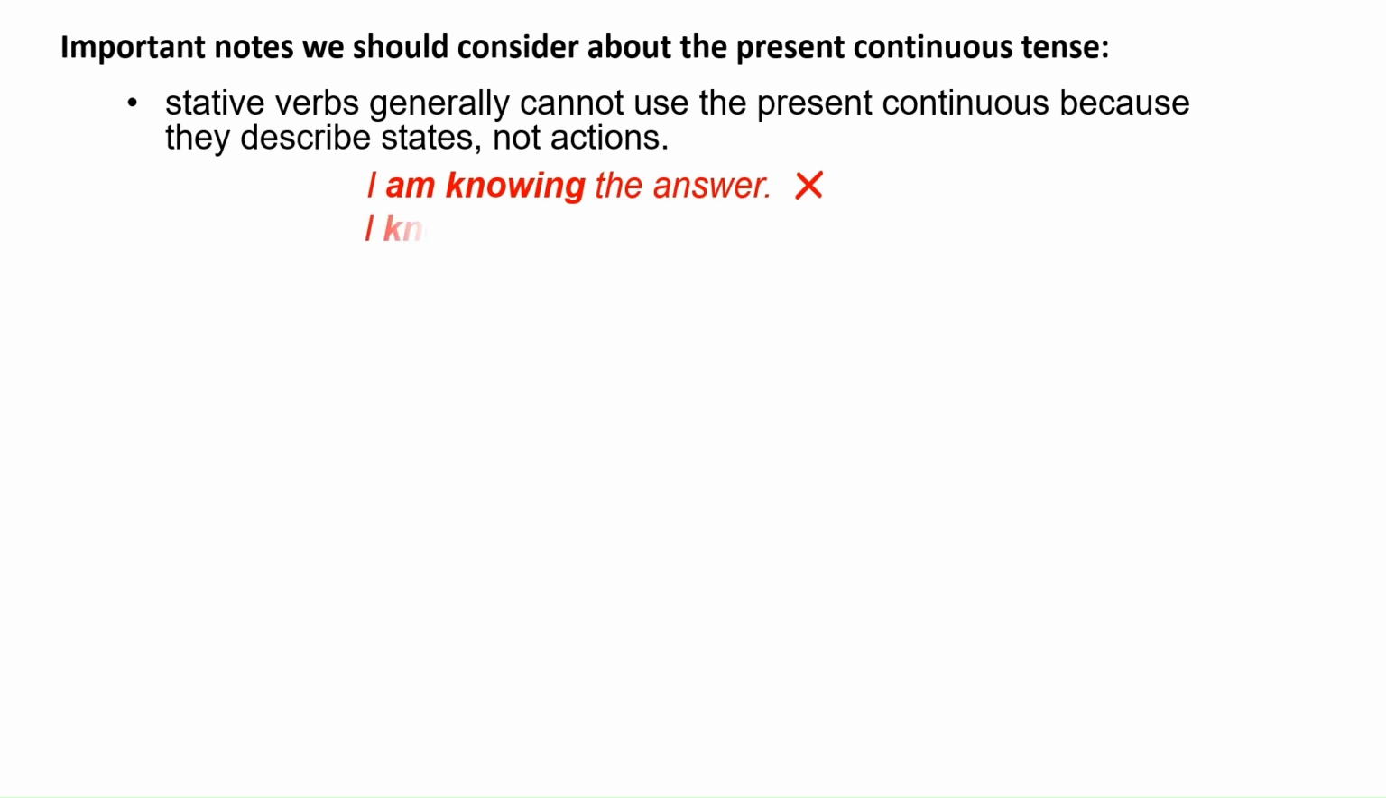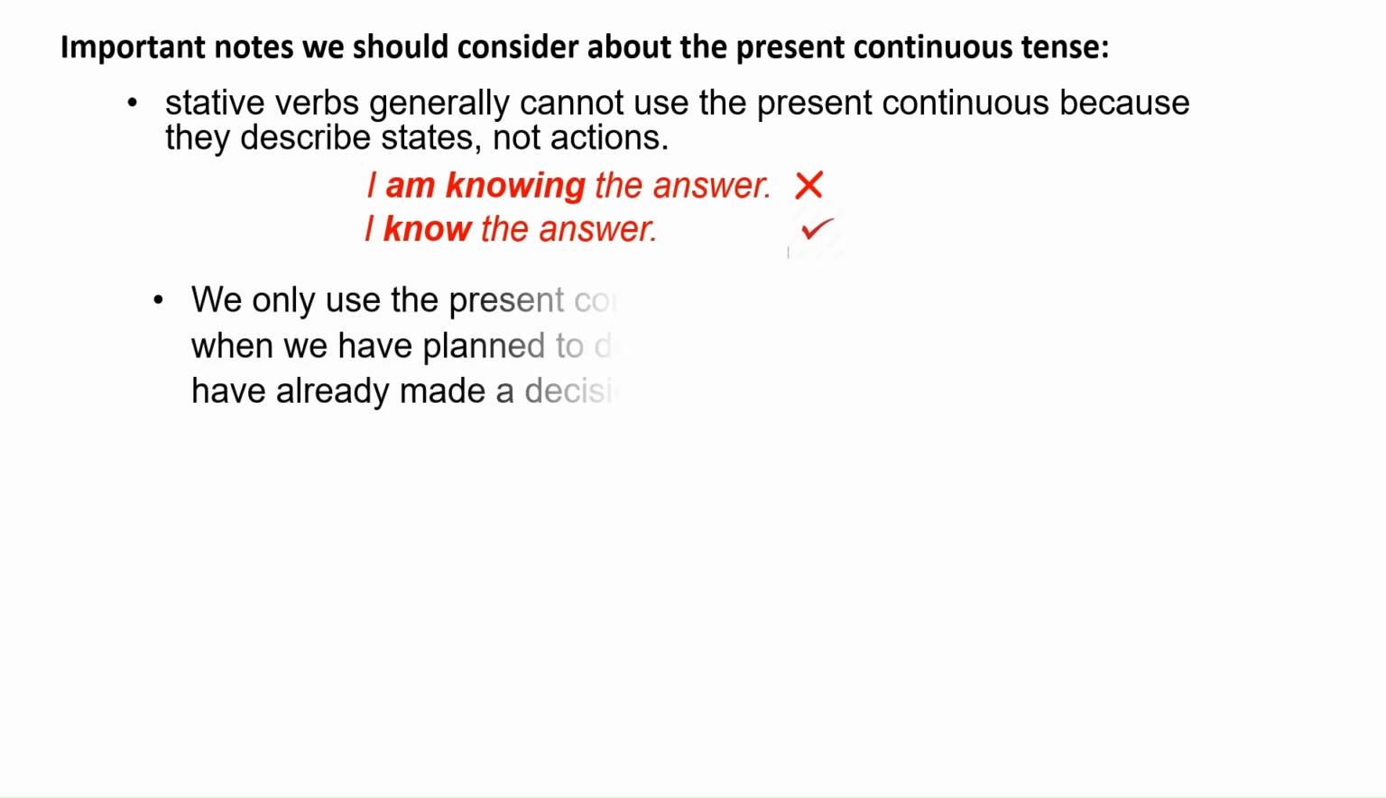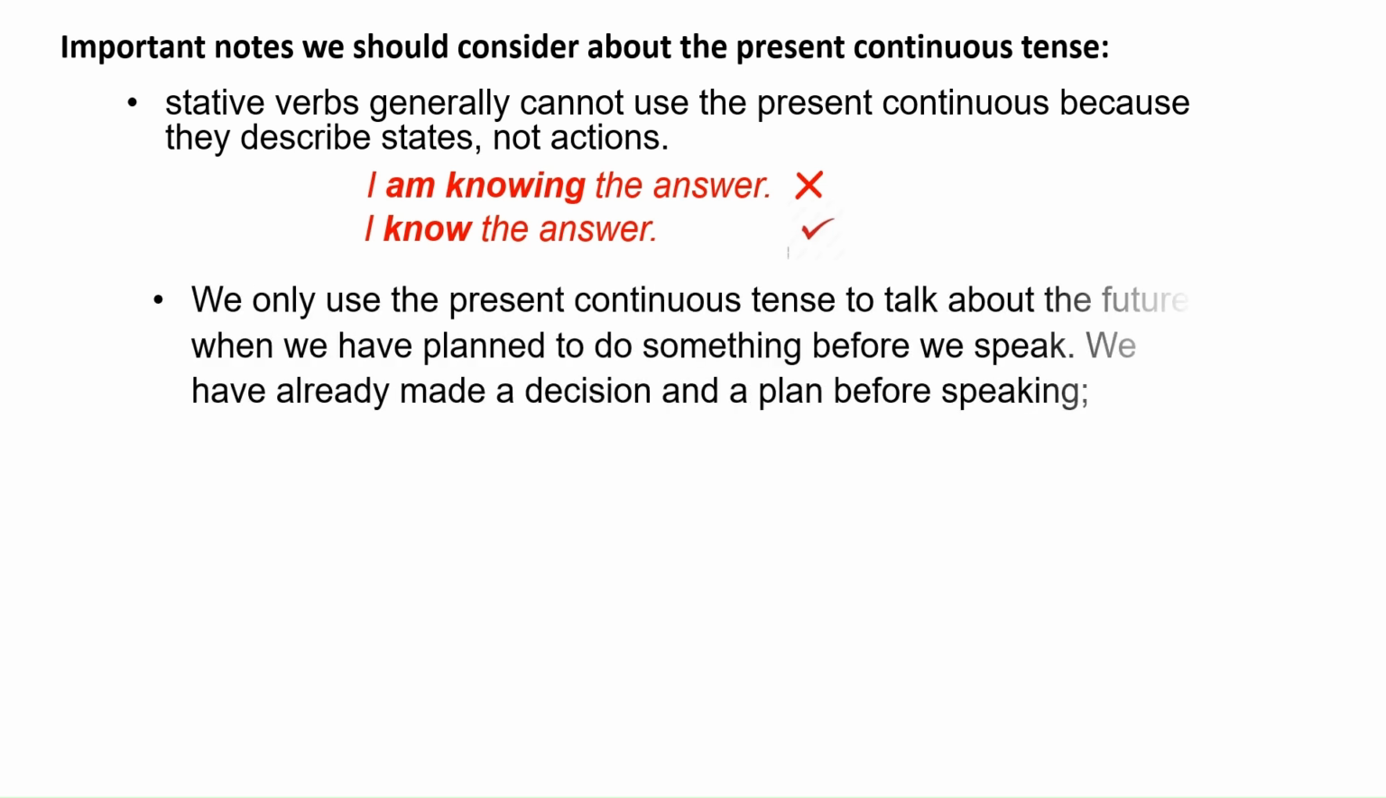Number two, we only use the present continuous tense to talk about the future when we have planned to do something before we speak, which means we have already made a decision and a plan before speaking. Examples: 1. We are eating at McDonald's tonight. 2. They are moving to a new apartment next month.